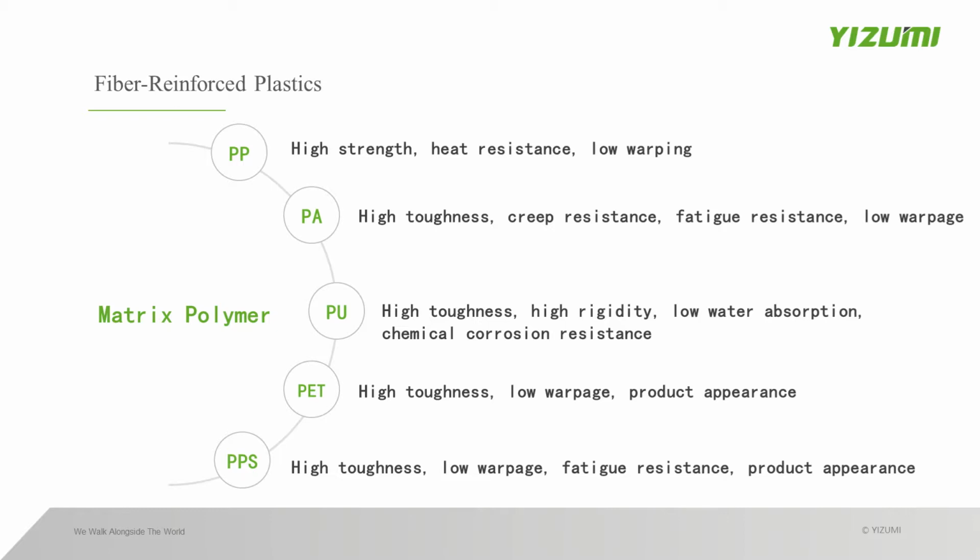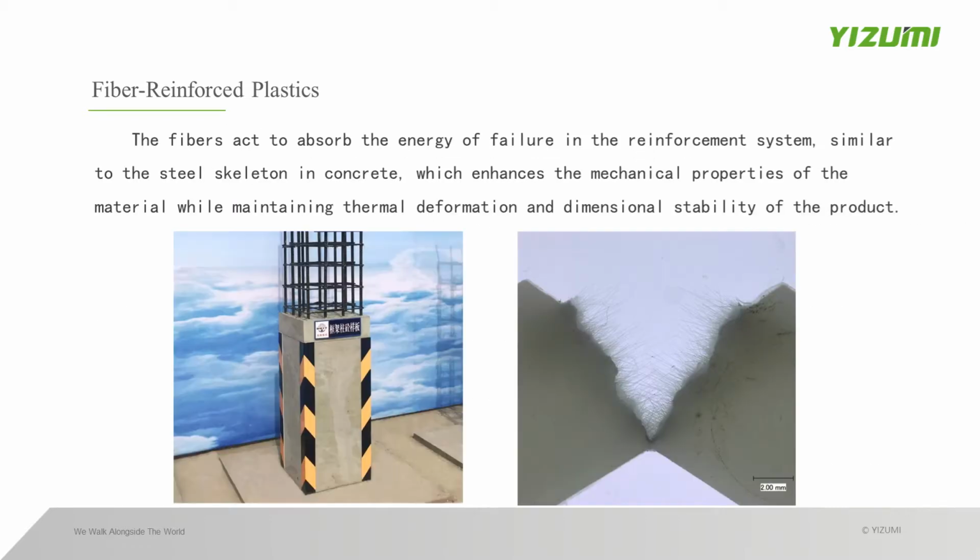And for the PA, we also have high requirements. We want it to replace metal parts, with high tolerance and creep resistance, and also low warpage. Because if you add some fiber, the dimensional stability is better than just the polymer. And also we talk about PU, PET, or PPS mixed with fiber reinforced plastic. We also focus on the same points: high tolerance, low warpage, and also product appearance.